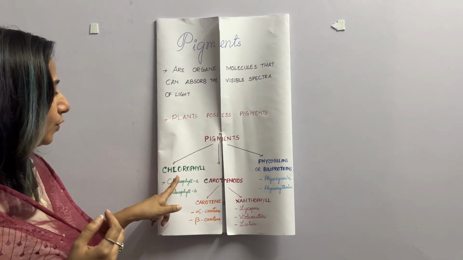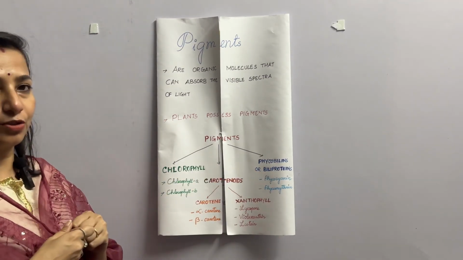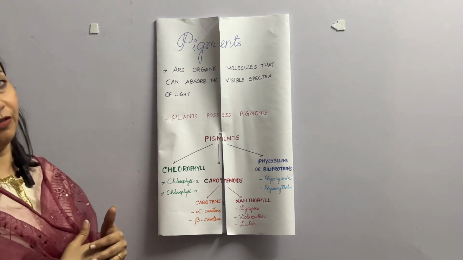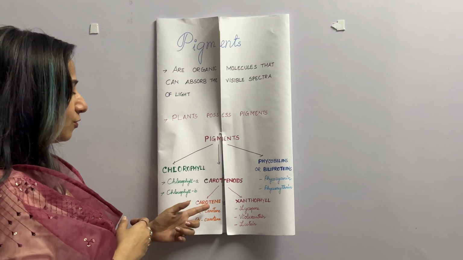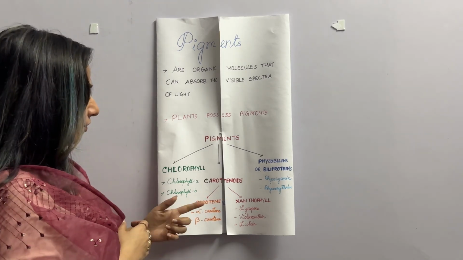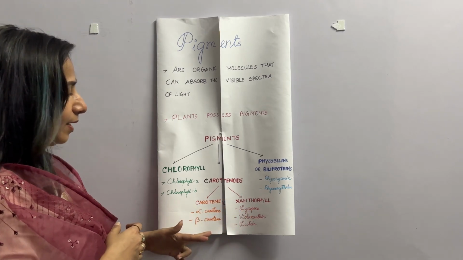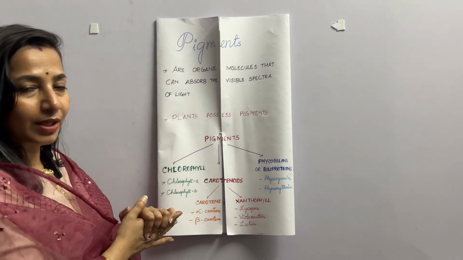The pigments are chlorophyll, carotenoids, and phycobilins or biliproteins. Of this, chlorophyll a and b are very, very important in plants. Carotenoids again can be divided into carotenes and xanthophylls. So we have alpha carotene, beta carotene. Okay, this lycopene should have been here. So lycopene, these are all carotenes.